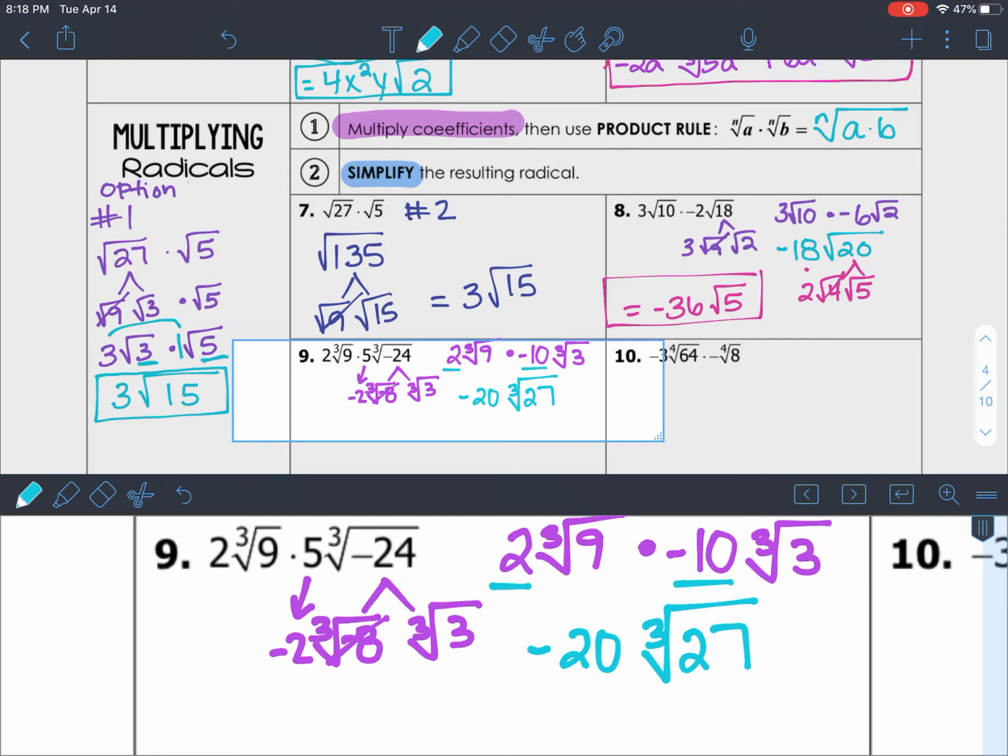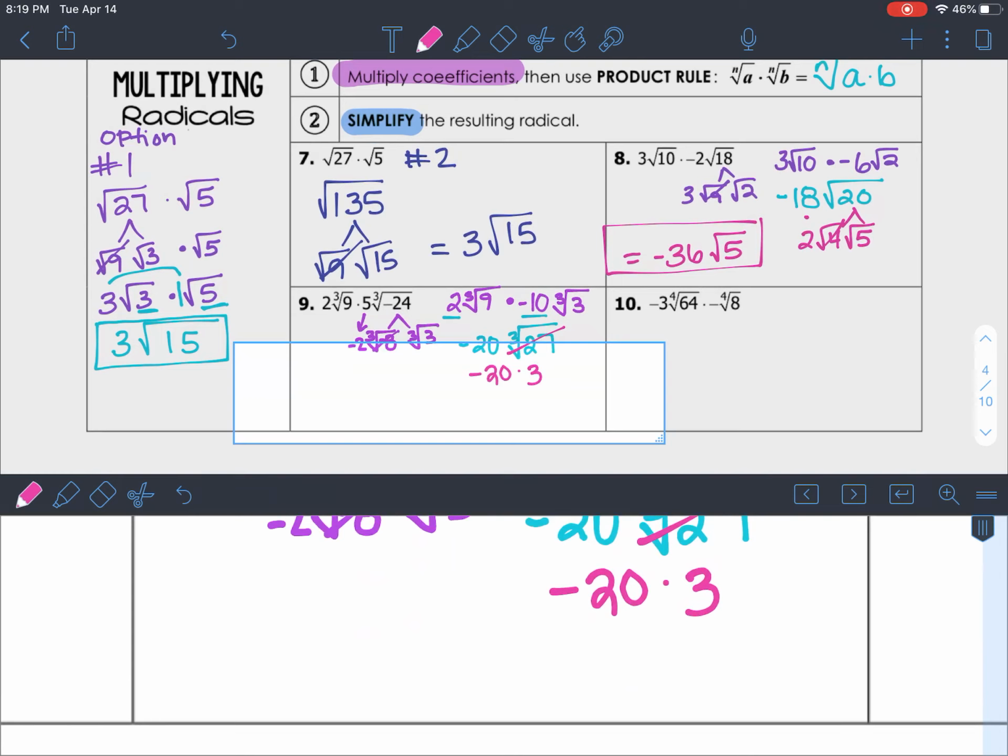Okay. So then I'm going to ask myself, are there any cubic roots in 27? And 27 actually happens to be a cubic root. If you remember going through all those roots, we did a little bit of that in the first lesson. And the cubic root of 27 is 3. So now I have negative 20 times 3, which is negative 60. So my answer here is negative 60.